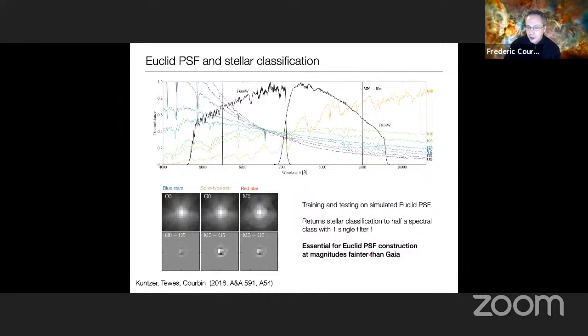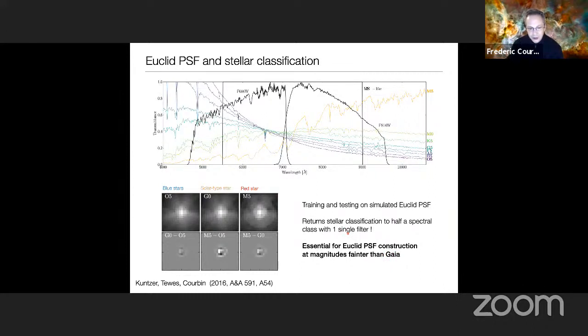So that will be crucial for Euclid PSF. Now, Euclid will observe a lot of lenses. We will want the PSF everywhere in Euclid. You will need to use all the faint stars to reconstruct the PSF, so you need to classify them. Gaia did it, of course, but all the Gaia stars will be saturated in Euclid. So you need to classify stars fainter than Gaia with one single filter.